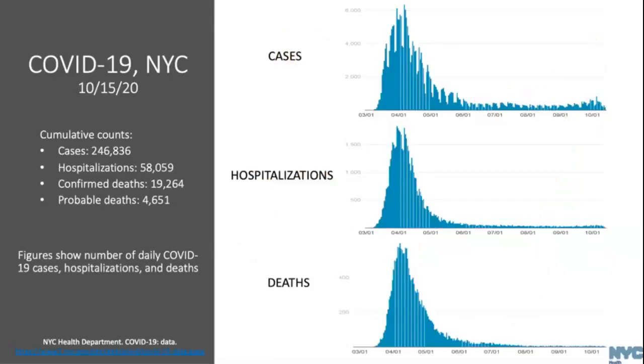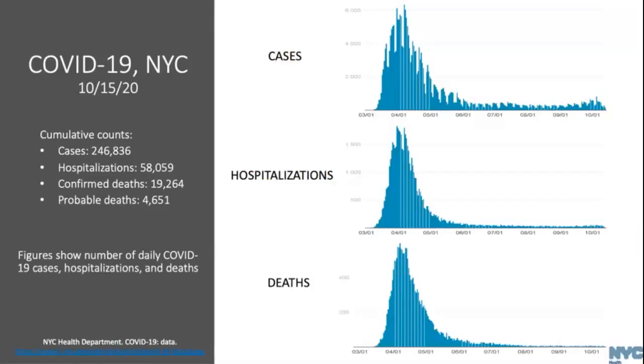So now we return to New York City, where, again, we see a curve that's similar to what we've been seeing the last couple of weeks, with a very large peak in March and April, and then a long stable period. You can see the small beginnings of an uptick in the number of cases as we get to October.